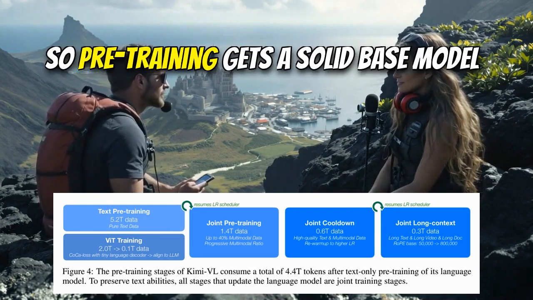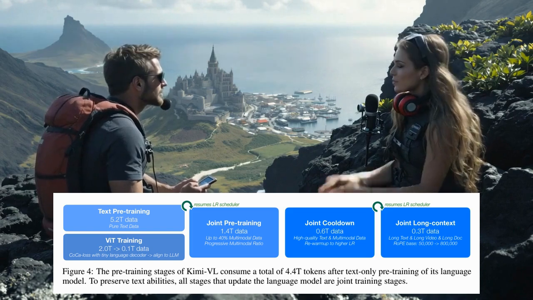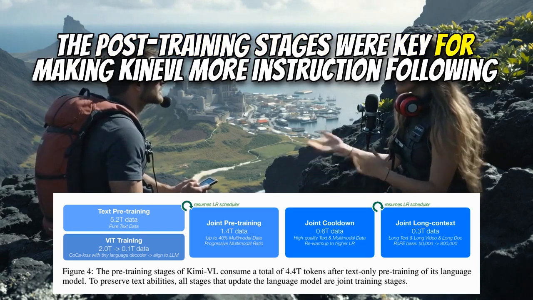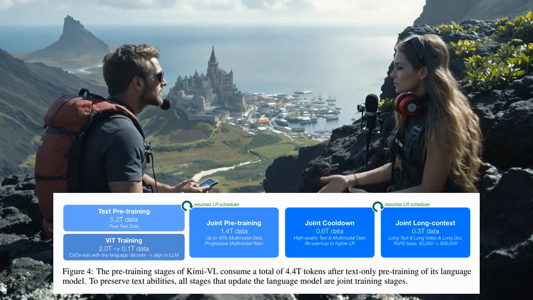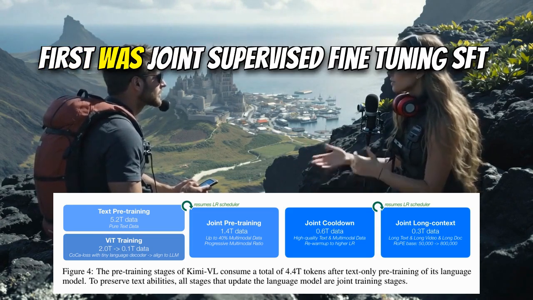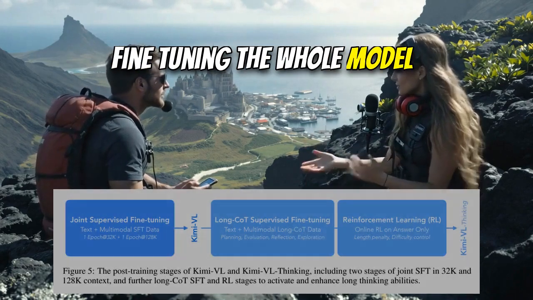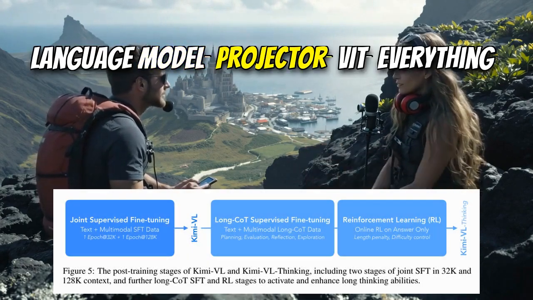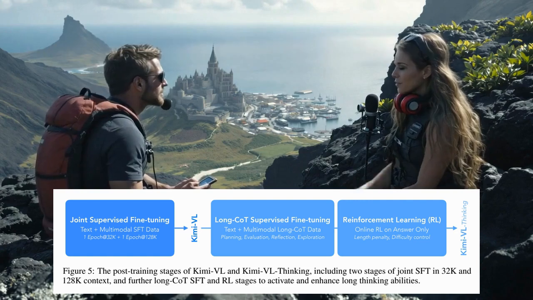Okay, so pre-training gets a solid base model. What about fine-tuning it for actual use? Right. The post-training stages were key for making Kimi-VL more instruction following and better at reasoning. Figure 5 shows this. First was joint supervised fine-tuning, SFT. Fine-tuning the whole model. Yep. Language model, projector, ViT, everything. Using instruction data formatted in ChatML style. To make it follow instructions and chat better. Exactly.